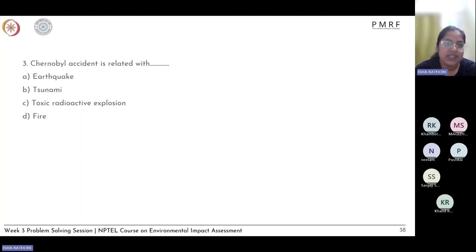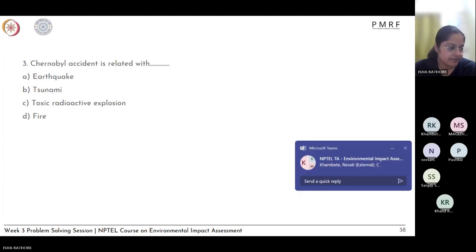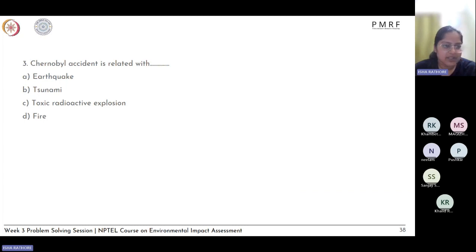So this is slightly simple. Chernobyl accident is related to which of these events? A, earthquake, B, tsunami, C, toxic radioactive explosion, or D, fire. Okay, we have one answer. Okay, more coming up. Okay, this is relatively simple, I would say. People can answer this.